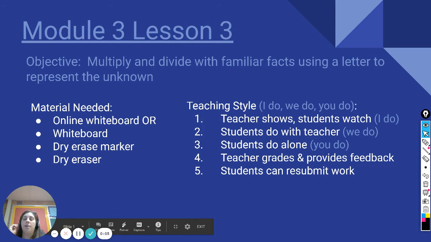Okay, today we're going to start on Module 3, Lesson 3. The objective is to multiply and divide with familiar facts using a letter to represent the unknown. The materials you need for today are your online whiteboard or your whiteboard, dry erase marker and dry eraser. And we are going to follow the teaching style where I do it, we do it together, and then you do it on your own.